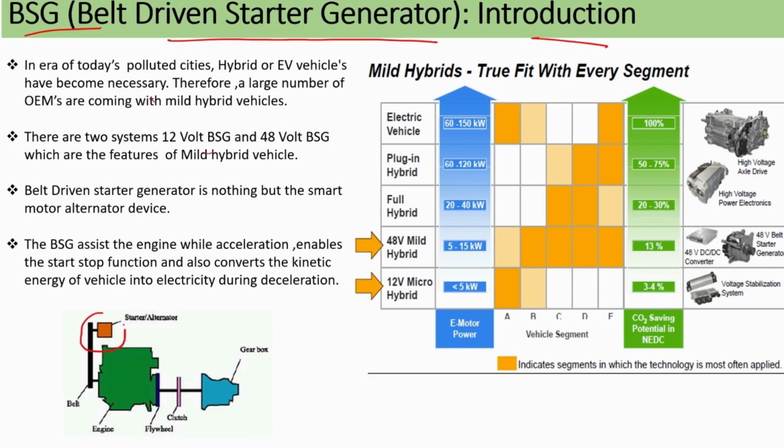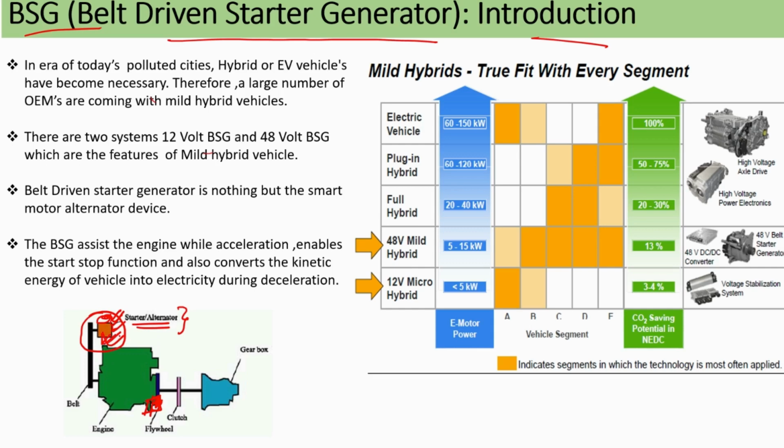You can see here the concept which I have told you. Before that, the alternator was here and the starter motor was here, near the flywheel. But now, if you see, the belt starter and alternator are combined in one device or one component. So you understand what it does.